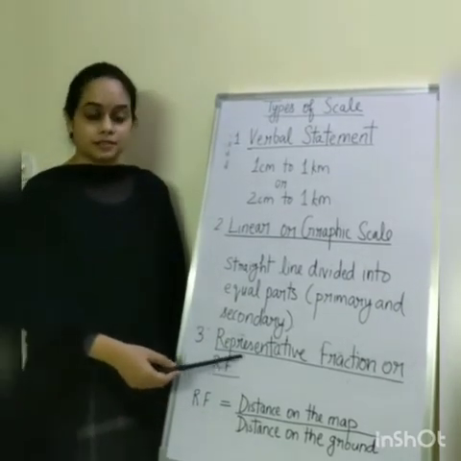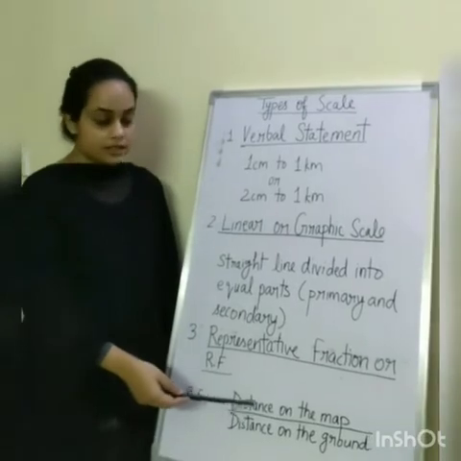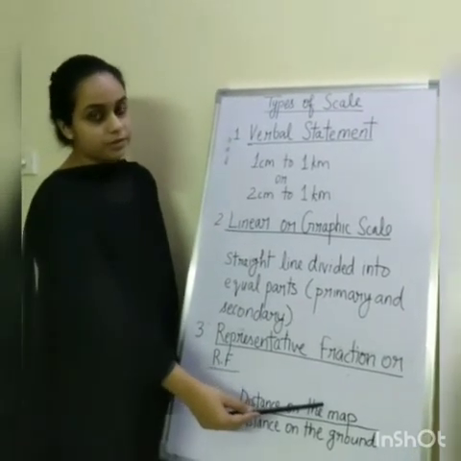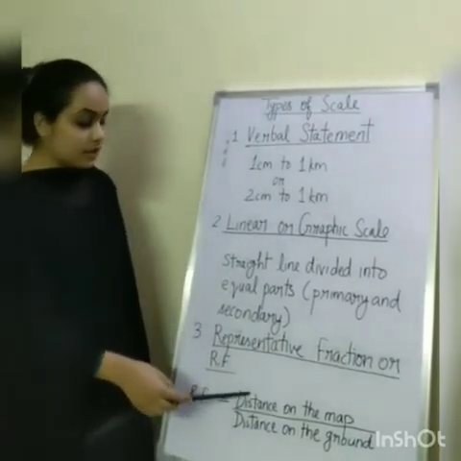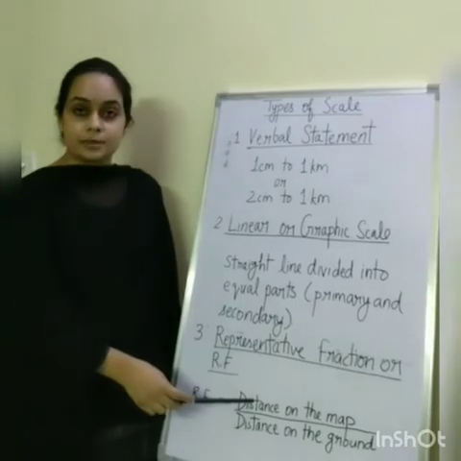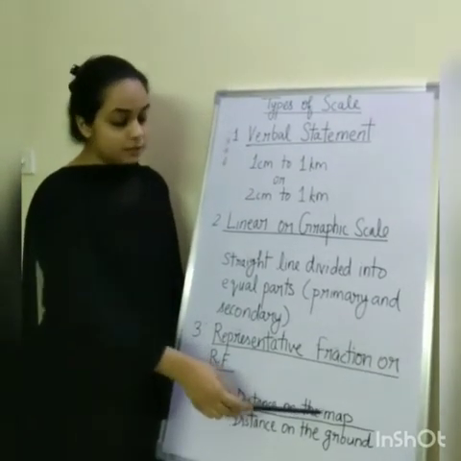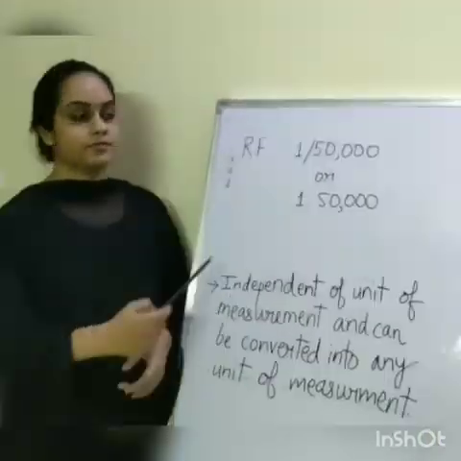As the name suggests, this type of scale is represented as a fraction. The numerator represents the map distance and the denominator represents the ground distance. And the numerator is always expressed as unity. That means 1 unit of map distance will be equivalent to a number of units of ground distance.